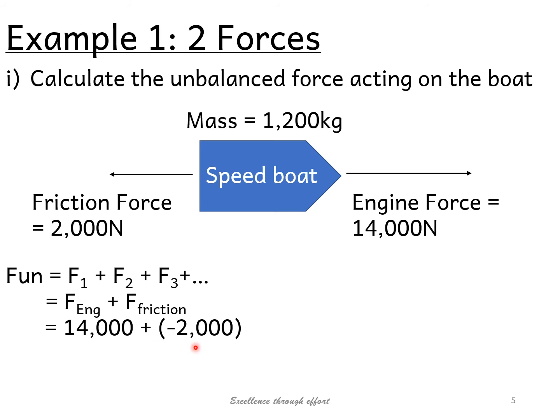So when you substitute in the numbers, you've got to include the direction in there. And then once you've done this, this is the difficult part, it's a case of just applying your maths knowledge. And hopefully you know that if you're adding a negative number, that's the same as subtracting. So then we get the answer as 12,000 newtons.